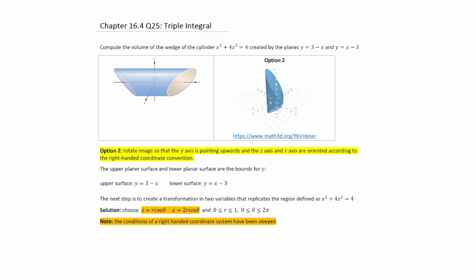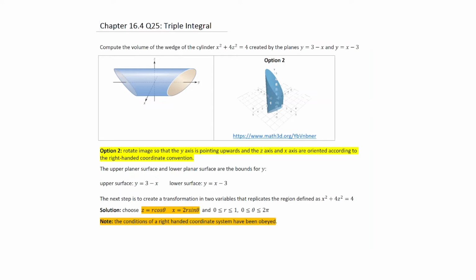Okay, so as you'll notice here, we're given the wedge of the cylinder x squared plus 4z squared equals 4, and we're going to make a substitution of variables. What I'm going to do here is a little bit different. This is really sort of elliptical coordinates, not cylindrical coordinates, but it's cylindrical in the sense that it extends to infinity. So I'm going to make the substitution z is equal to r cos theta, and x is equal to 2r sine theta. Quite different.